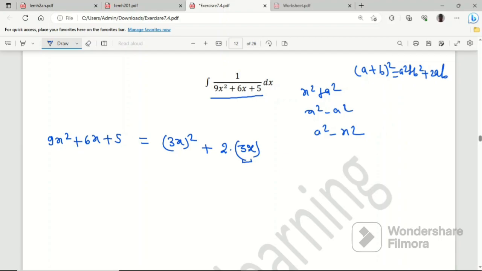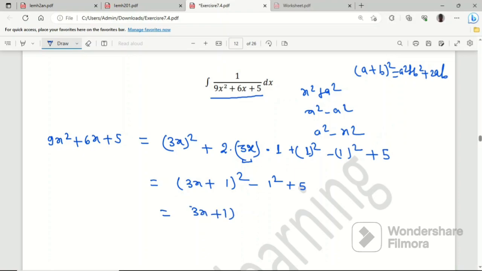2 into a into b. What will be b? It should give 6x. We already have 6x, so I can take b as 1. Once b is 1, I can take b square also, and subtract b square also, because there should be no effect on the real expression. So I will get 3x plus 1 whole square minus 1 square plus 5. After solving I will get 3x plus 1 whole square plus 4. So it is equal to 3x plus 1 whole square plus 2 square. Not in the form of x square plus a square.